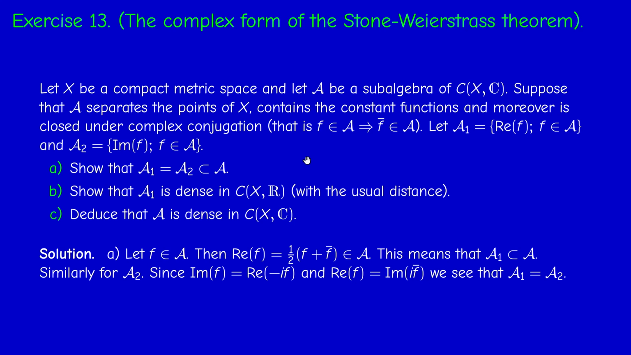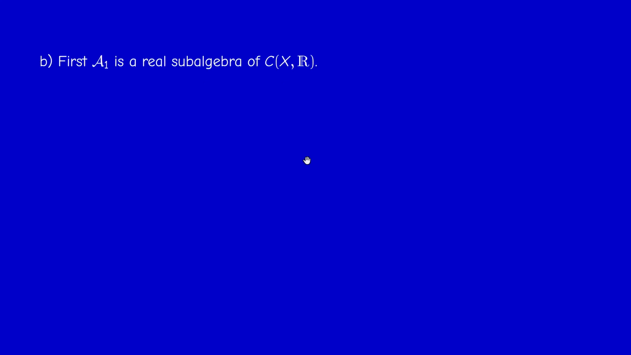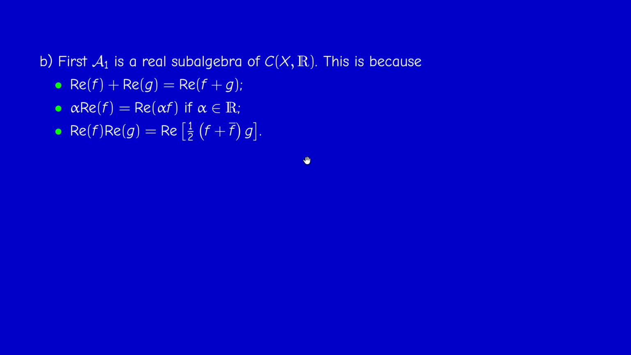Now, why is A1 dense? We have to just check the three conditions. First of all, A1 is a subalgebra. To prove that, we need three things: stability under addition, multiplication by scalars, and multiplication. So if we take two elements in A1, we can write them as the real part of f and the real part of g. Their sum, the real part of f plus the real part of g, is just the real part of the sum.